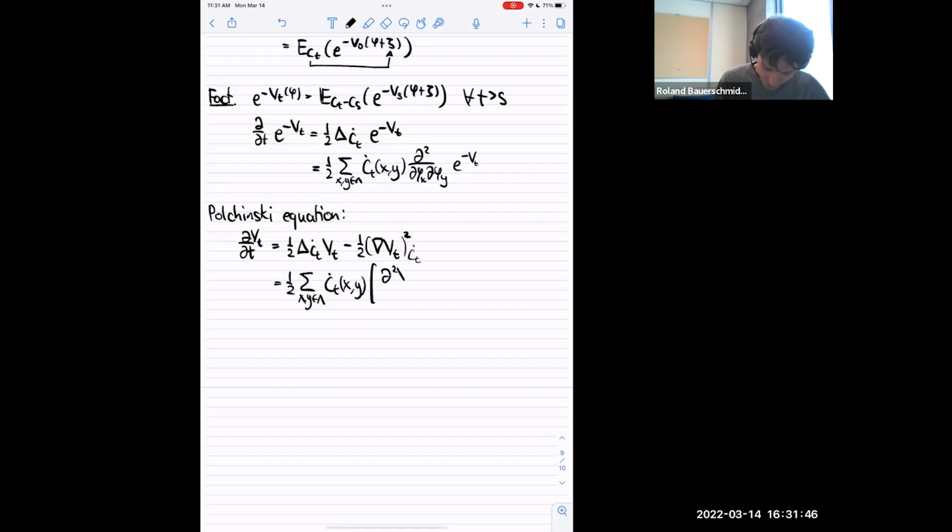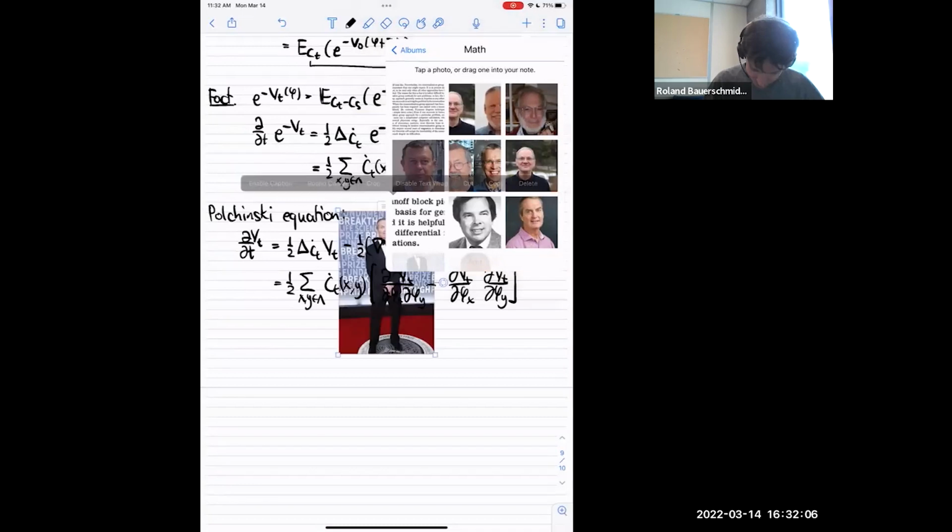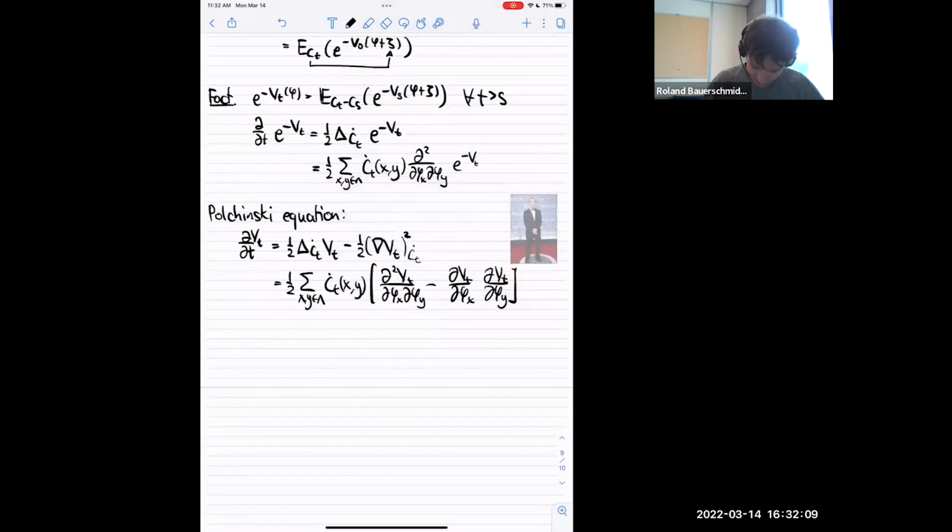So the first term is the second derivative of Vt with respect to phi x and phi y. The second term is, and I guess at this point, there's another opportunity to put a picture. Let me just put a picture of Polchinski here. So this is a structurally very nice equation, and I'll try to convince you in this lecture that it's worth understanding how to study this Vt, and in some sense, that's much of the problem, how to do this.